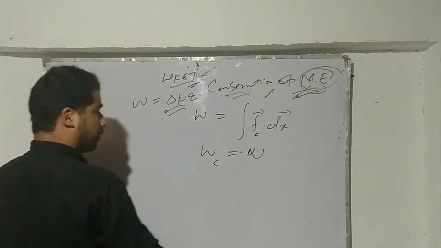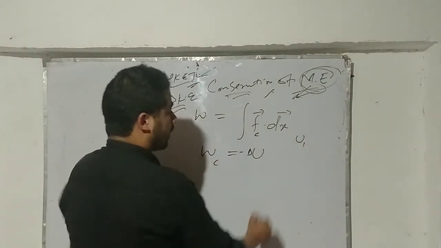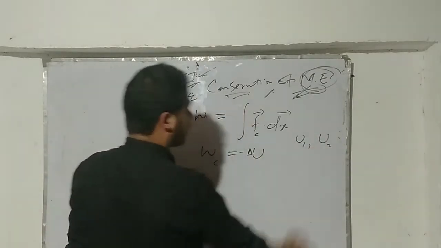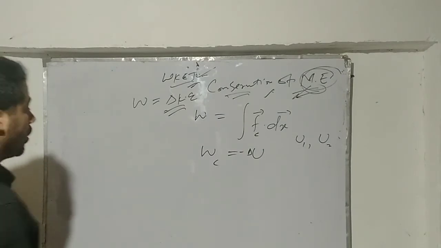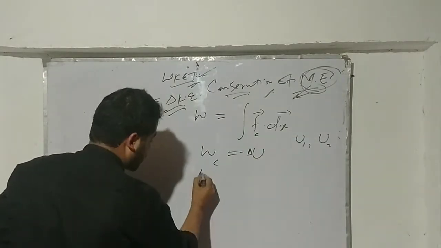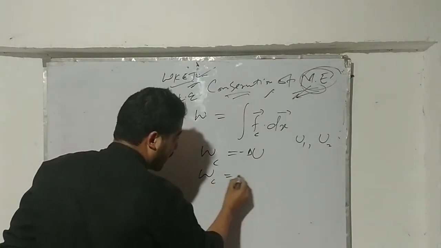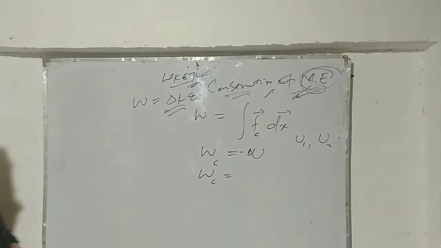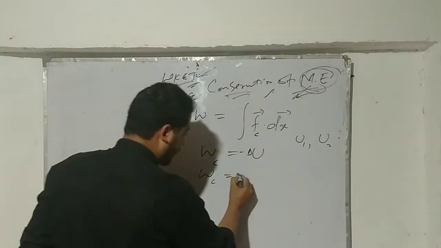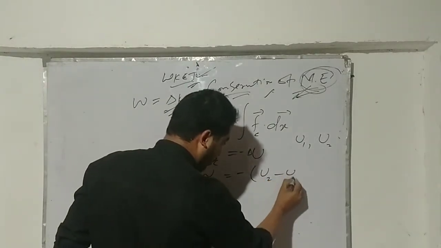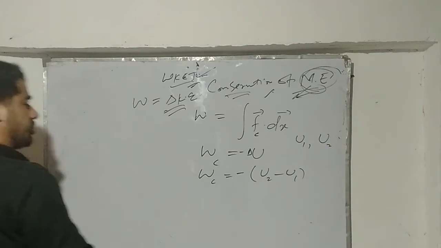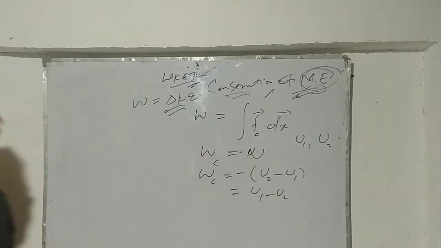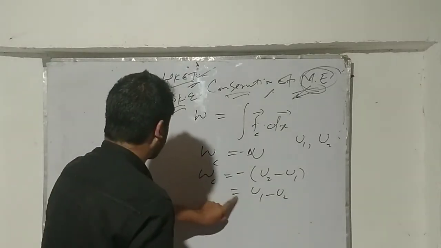If initially my particle has potential energy U1, and at some later time the potential energy is U2, then the work done by the conservative forces is minus the change, U2 minus U1. So it is U1 minus U2. This is the work done by the conservative force.